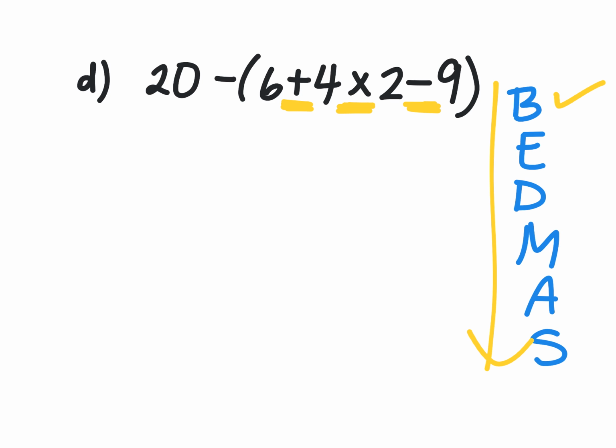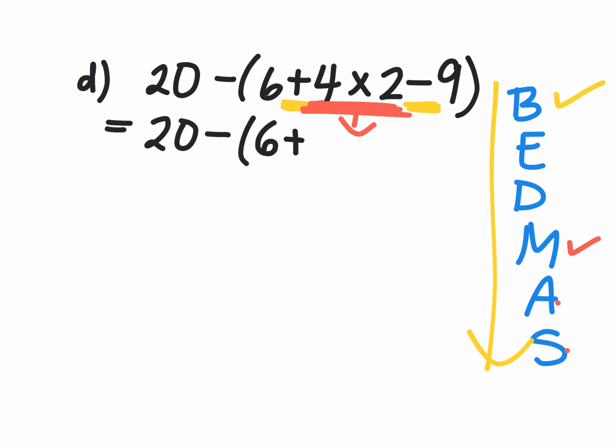What comes first inside the bracket? What do we have to do first? Addition, multiplication, or subtraction? Which one has to come first? I'll give you a second to look at it. Multiplication comes first. It comes before addition and subtraction. So we actually have to do this first inside the bracket. We're going to write down 20 minus, because we haven't done anything with that. We're going to write 6 plus, and we're going to calculate what's 4 times 2. 8. Good. And then what do I write after that? Minus 9. Good. Do you understand so far?